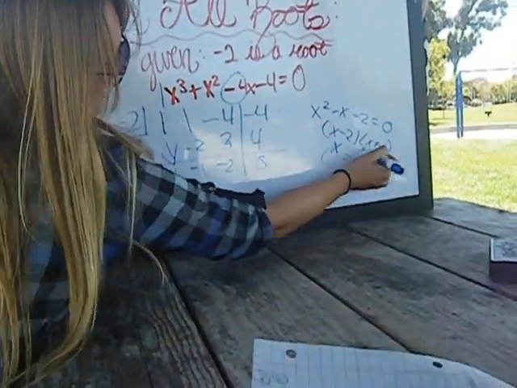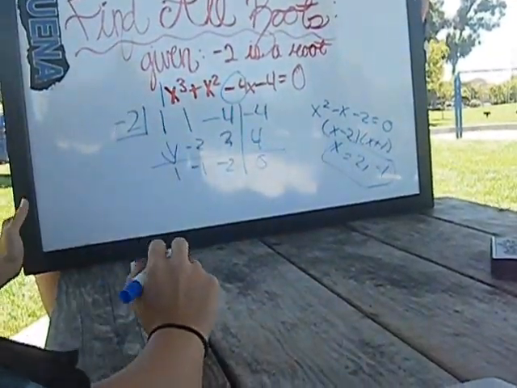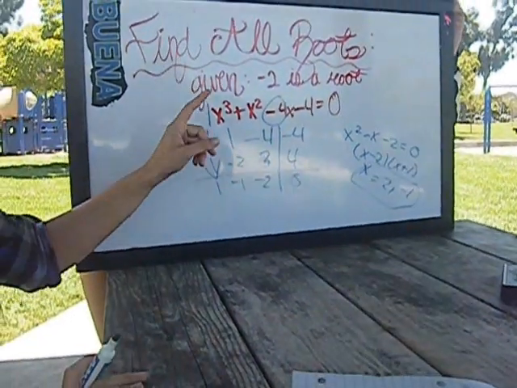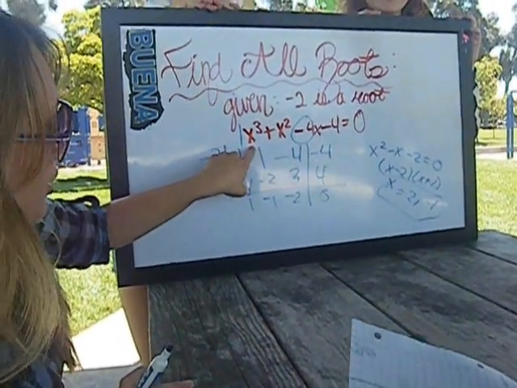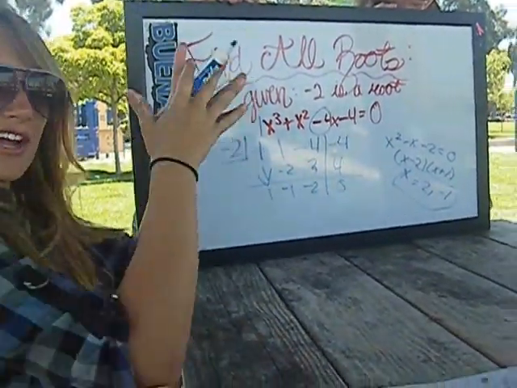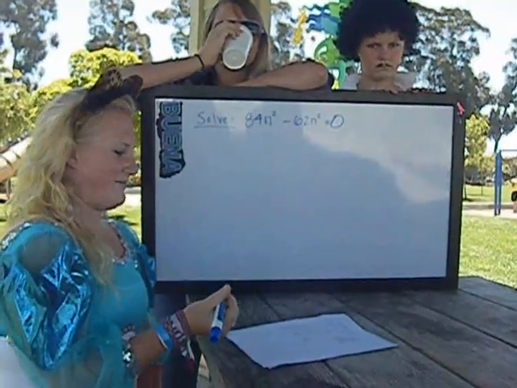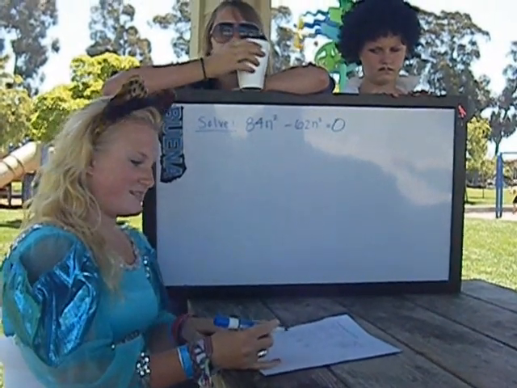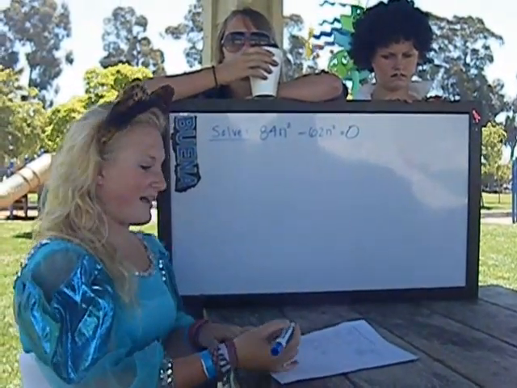You have to switch the signs. That looks kind of weird, but whatever. Also, you have to remember that there has to be an x cubed and x squared term. If there's no x squared, then you just put a 0 where the 1 would be. And that's synthetic division. Okay, our next problem is from 8.6, solving polynomials using factoring.